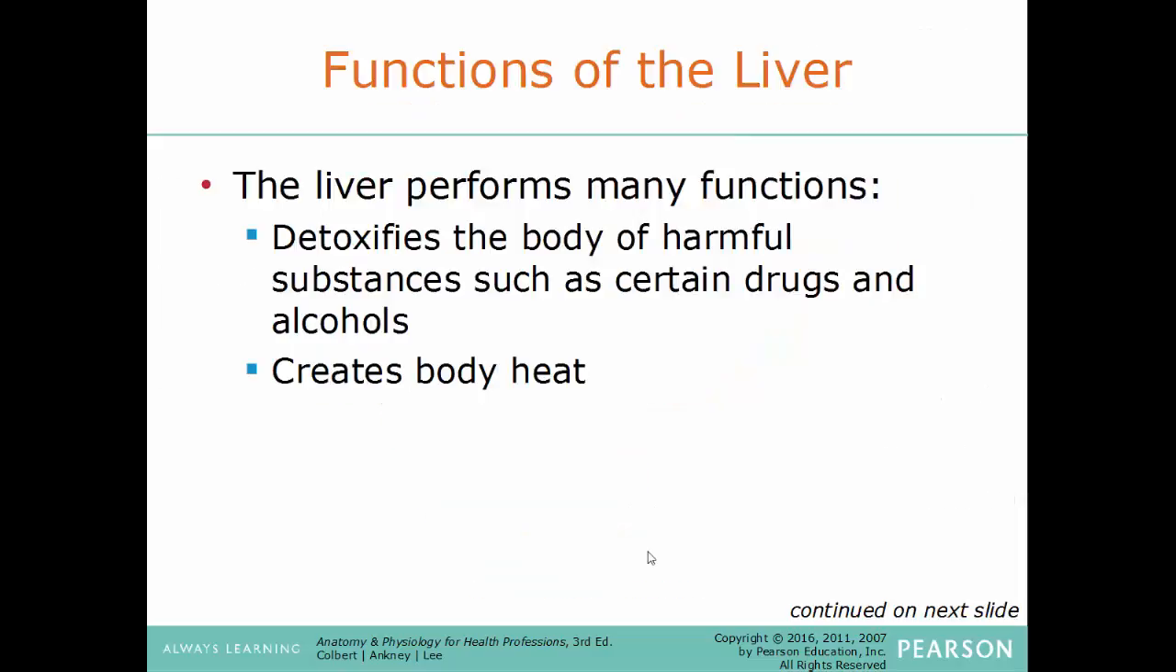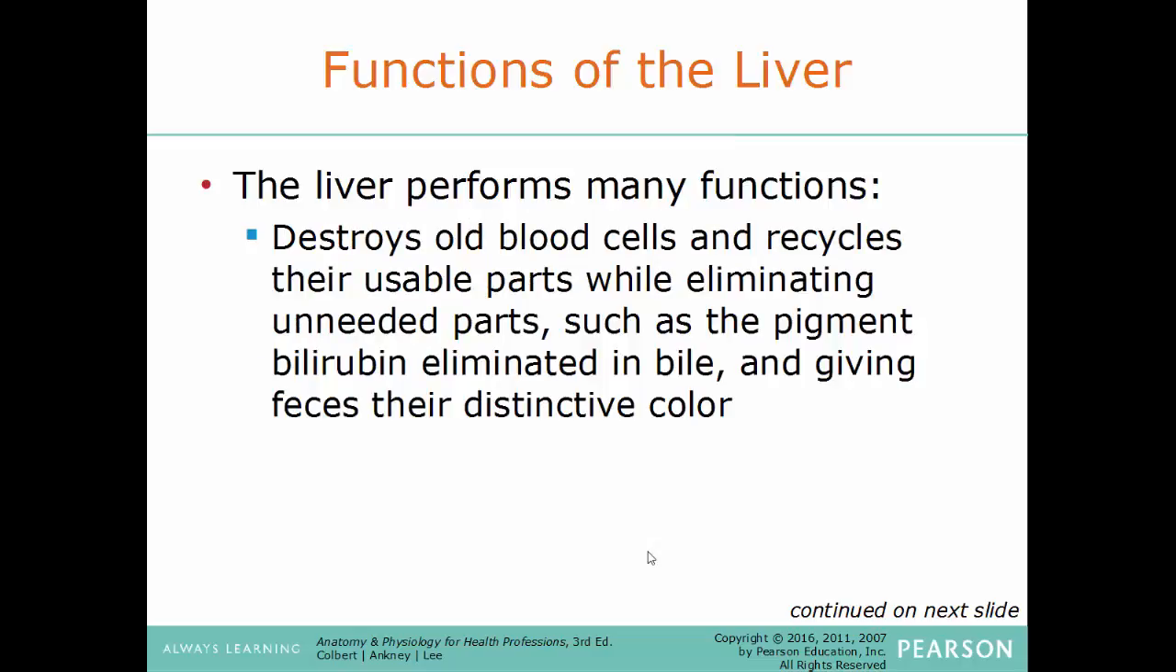All right, it's a very short list of the functions of the liver. It will detox the body of harmful substances like drugs, like alcohol. It will create body heat. It will destroy old blood cells and recycle their usable parts while eliminating parts that are not needed, such as bilirubin, which is a pigment found in bile, and also will give color to feces.